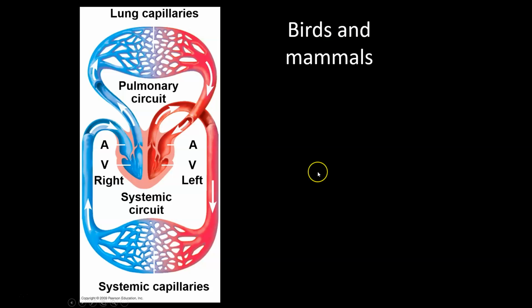How many chambers do birds, mammals, and also crocodilians, the crocodiles, alligators, caimans, things like that, have? They also have a four-chambered heart.